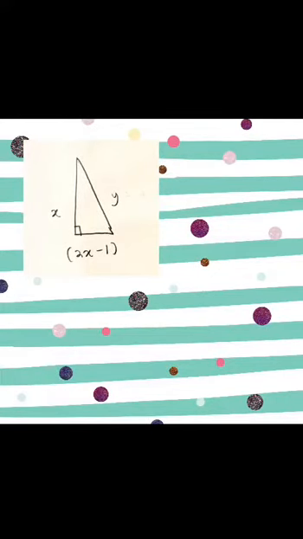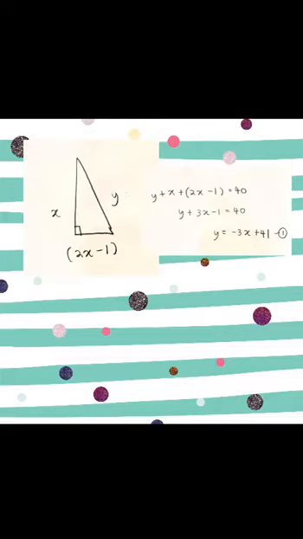So firstly, it is stated that the shape of the land is a right-angled triangle. Given the longest side of the land is y meter, the other two sides of the land are x meter and 2x minus 1 meter respectively. For the first equation, it's stated here that he fenced the land with 40 meter of barbed wire. So we can come up with an equation which is y plus x plus bracket 2x minus 1 bracket equals to 40. And then we're going to solve the equation, and it will become y equals to negative 3x plus 41. And that is for the first equation.